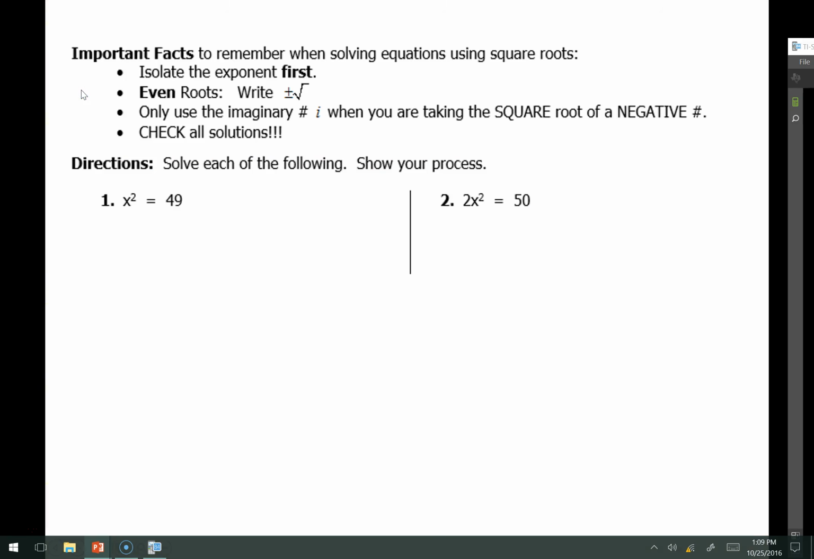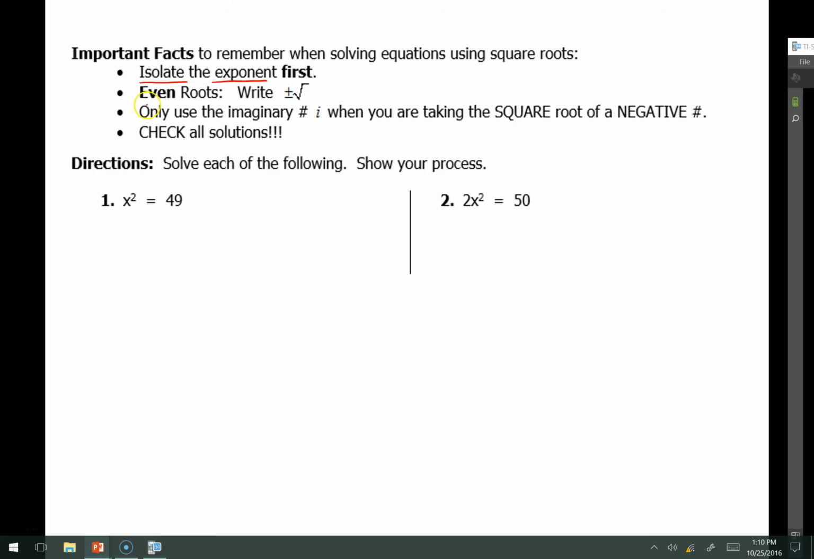So let's look at the steps here. When you are working to solve a quadratic using the square root method, the first thing you need to do is isolate the exponent. This will always be the first step. Just like in the absolute value unit, when we were solving them, the first thing that we did was we got the quantity that we were taking the absolute value of on the left-hand side by itself. We're going to do the same thing with the squared quantity.